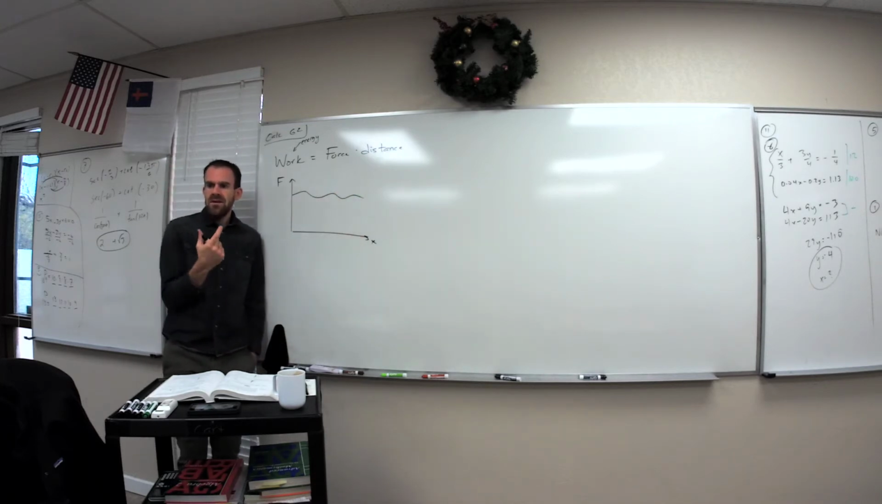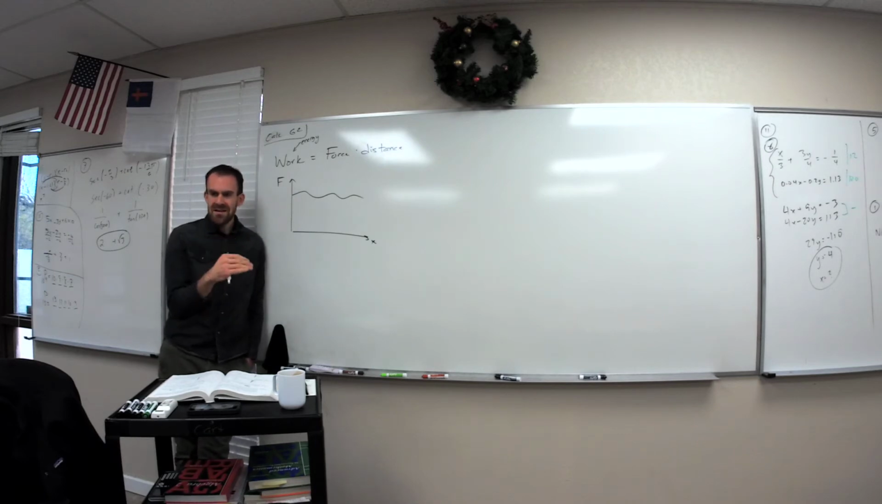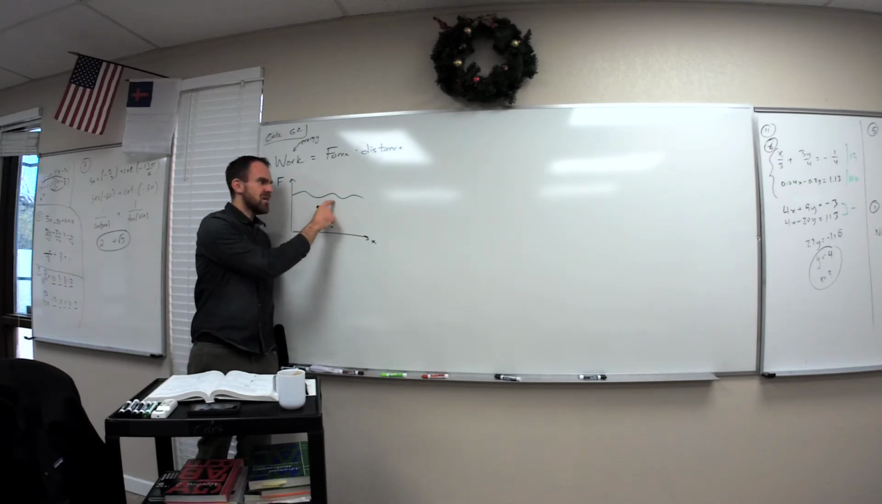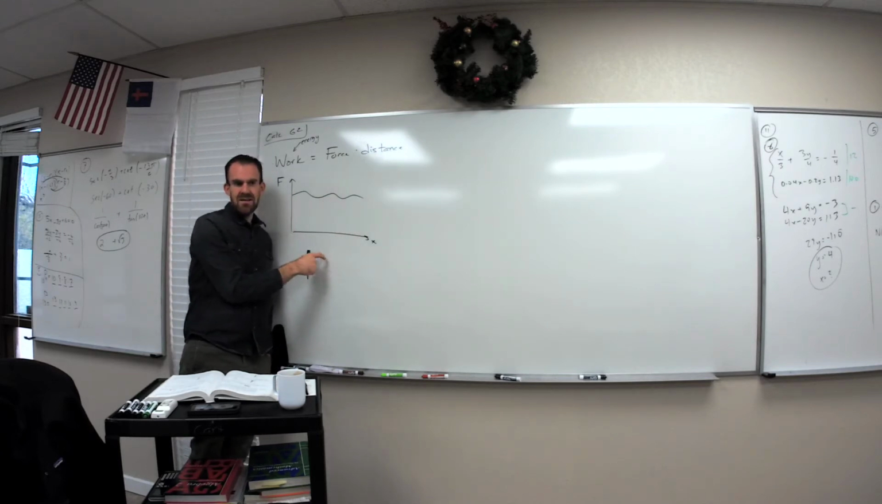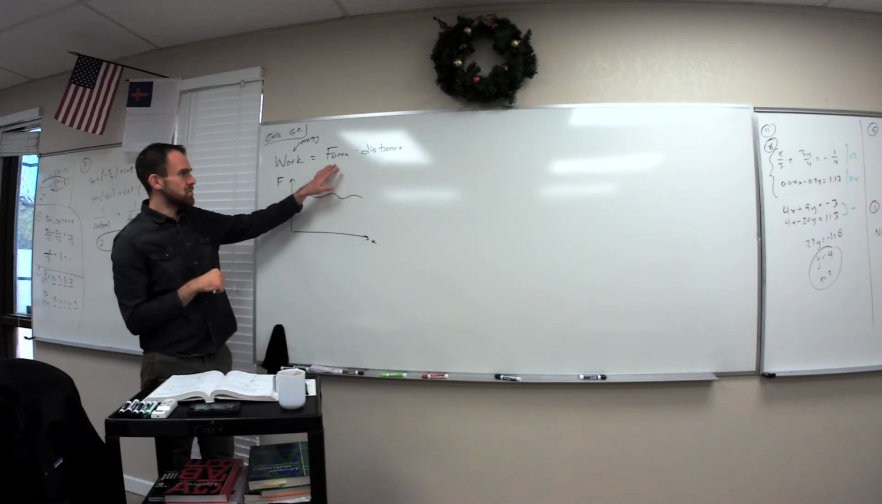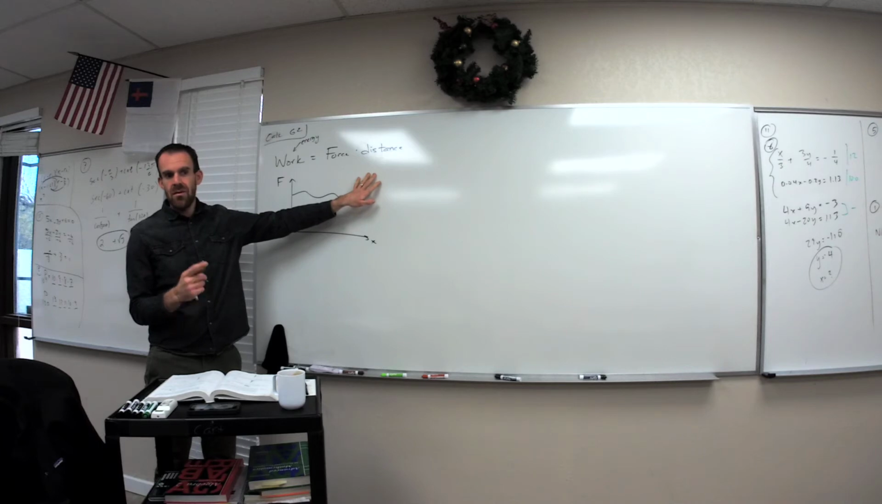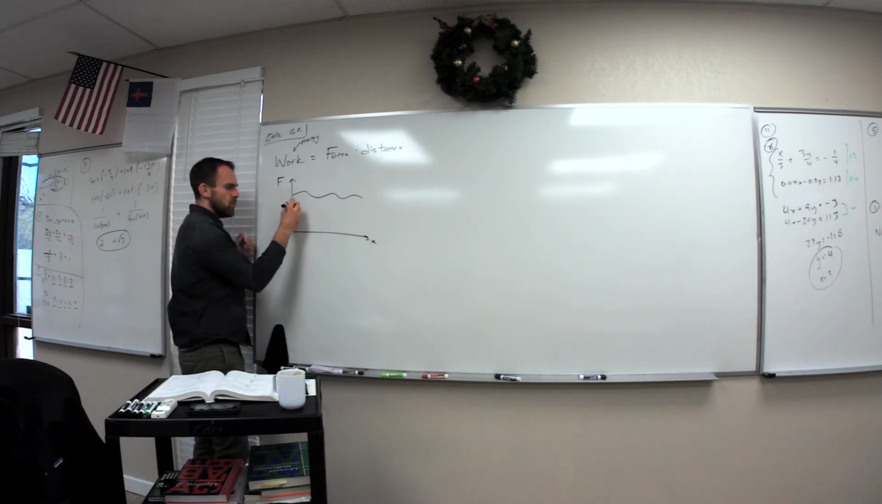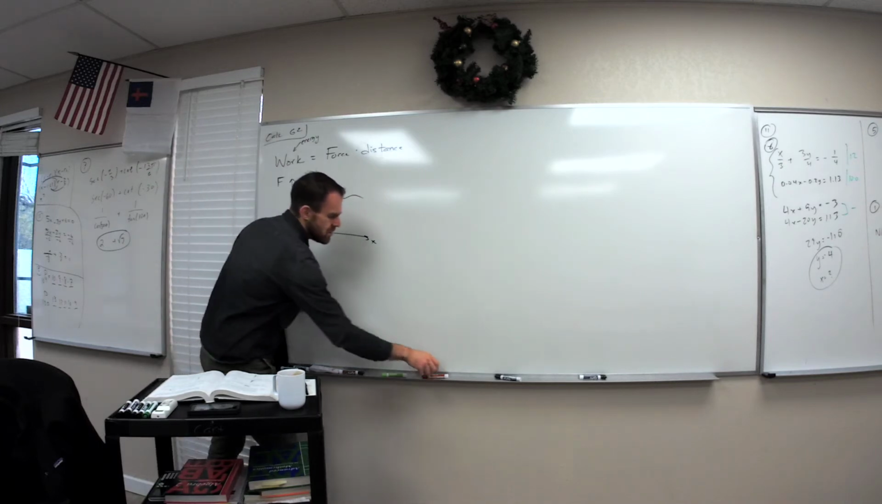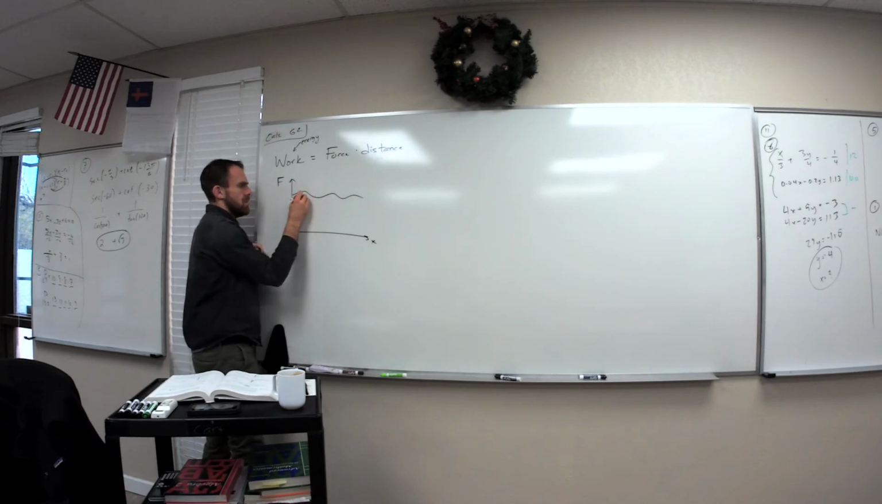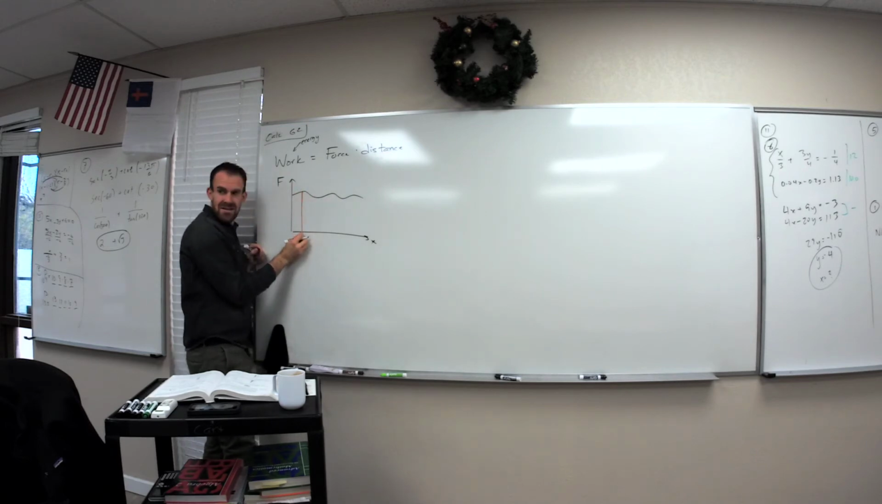Okay? Now, if the force was constant, then I would just multiply force times distance and be done. But if the force is changing based on the distance, then I can't just multiply them. I must integrate them. Why? Because I'm going to multiply the force, which would be the y value, times the distance.